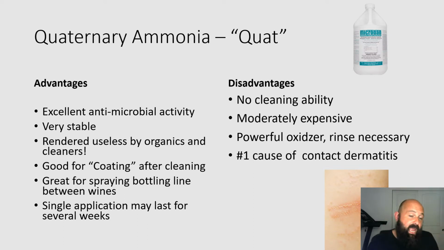So if you've got some tanks that you've done cleaning on and you're not going to be using for a few weeks, do a little quaternary ammonia spray, because Quat can have a sanitation effect that lasts for a few weeks, and then just a quick rinse and you can go right into that tank. So it's a really nice way to have an extended sanitation cycle for your winery.